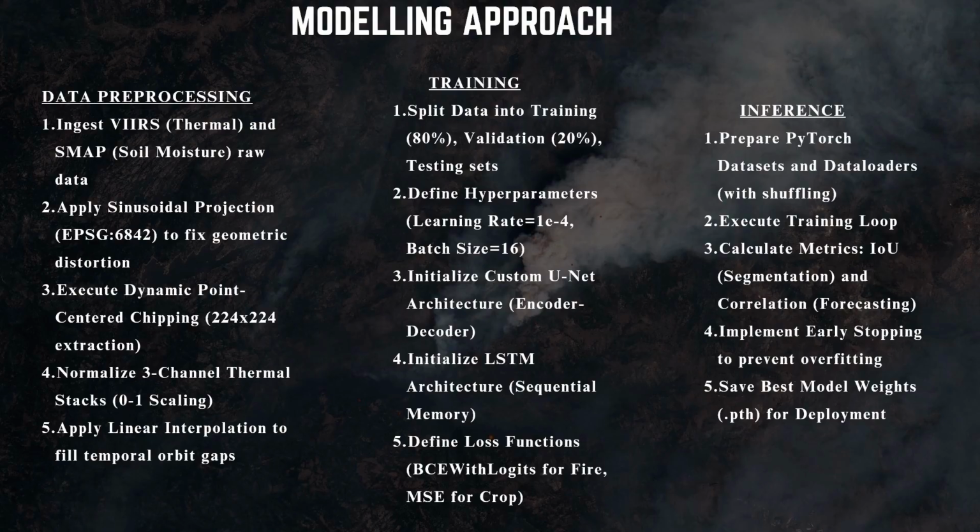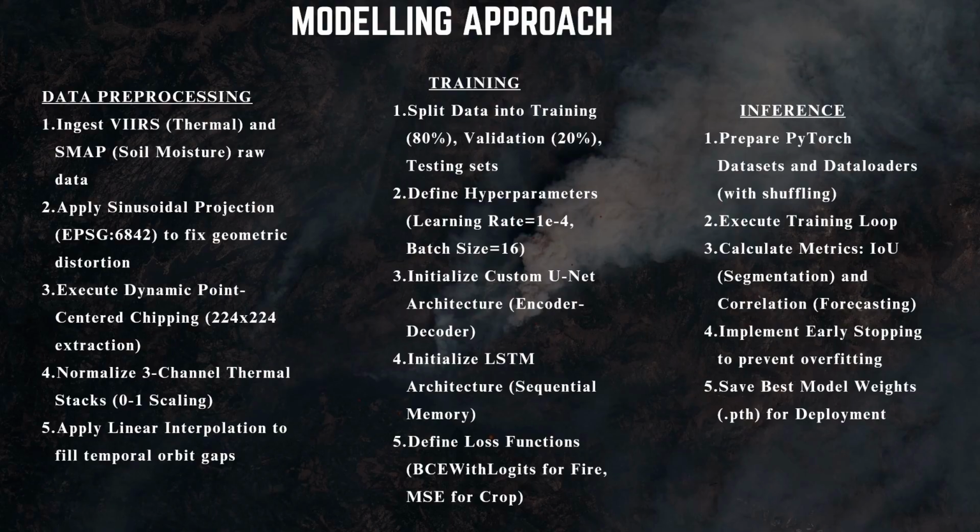First, we ingest the raw thermal and soil thermal data into our pipeline, and the critical step here is we apply sinusoidal projection to our data, and this fixes the geometric distortions which are common in global satellite maps. Then we execute dynamic point center chipping to extract manageable 224 by 224 pixel images. And then finally, we use linear interpolation to fill in temporal orbit gaps, which ensures that the AI doesn't get confused by missing days in the satellite record.